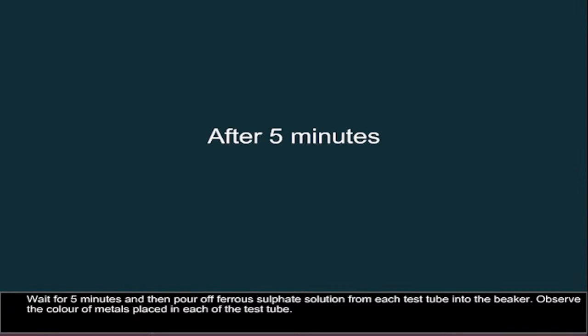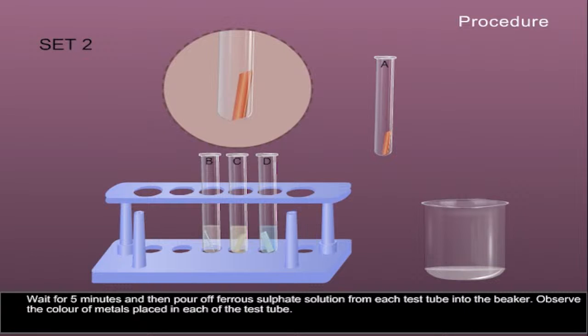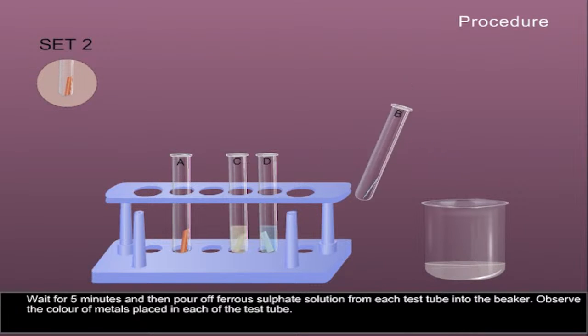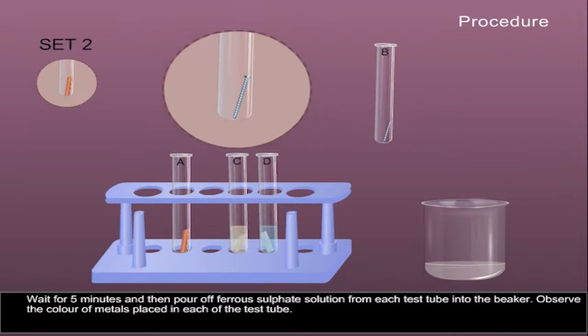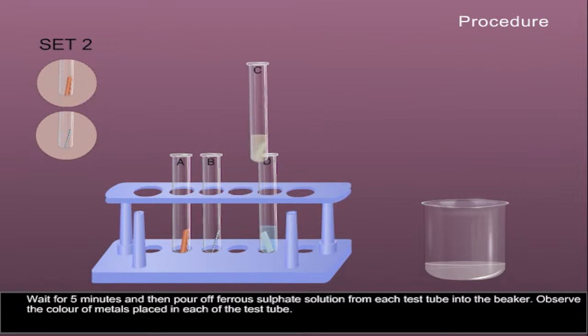Wait for 5 minutes and then pour off ferrous sulfate solution from each test tube into the beaker. Observe the color of metals placed in each of the test tubes.